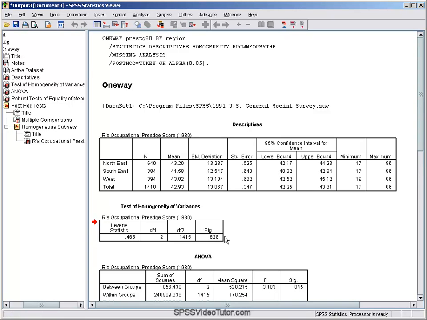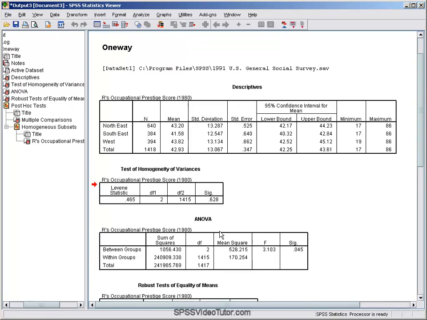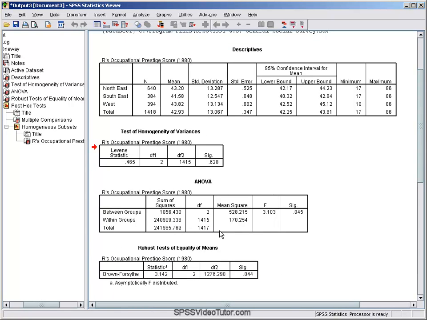In the ANOVA table, the main thing we are interested in is the significance value, right? So this right here. If the significance value is less than 0.05, then there is a significant difference somewhere among the mean scores of the independent variable region. Okay? It's important to note that this does not tell us which groups are different from each other. For that, we have to look at the table labeled multiple comparisons.